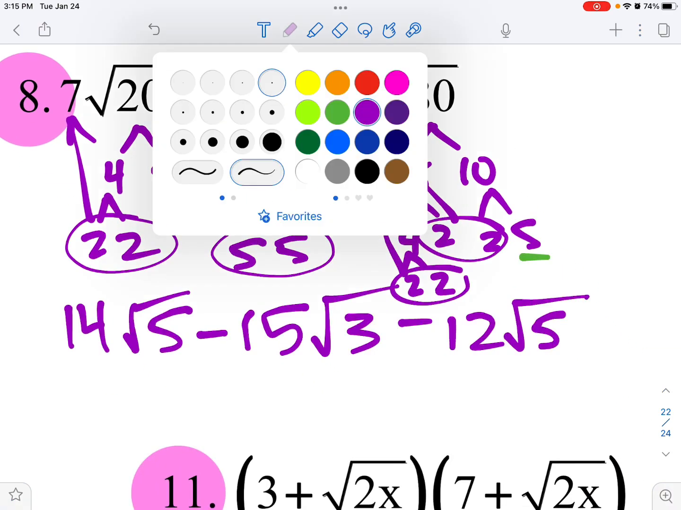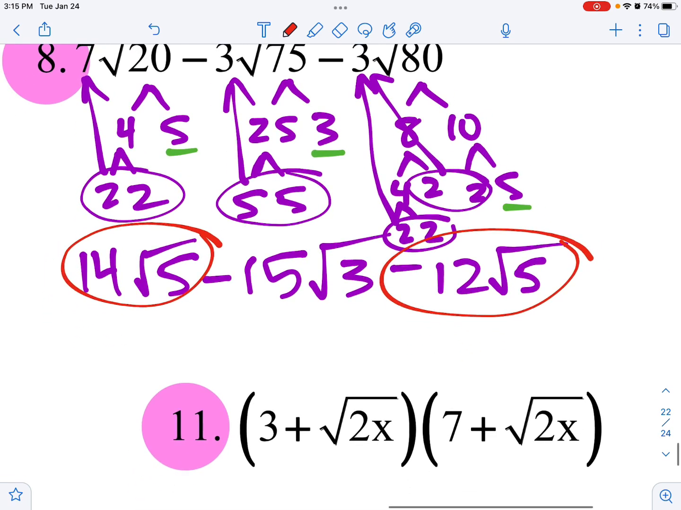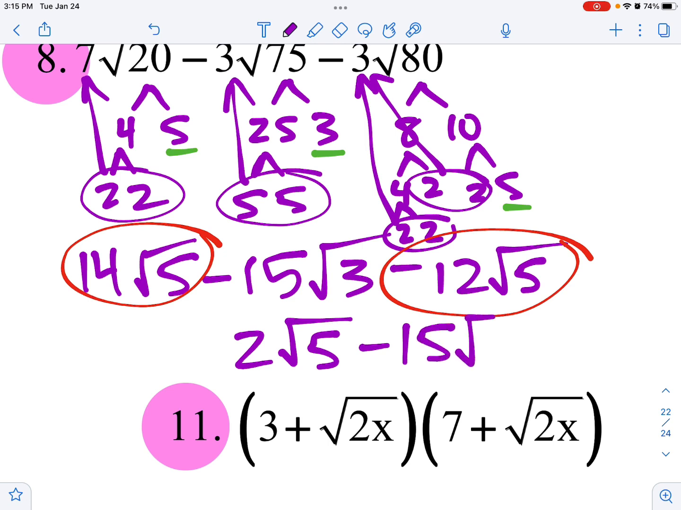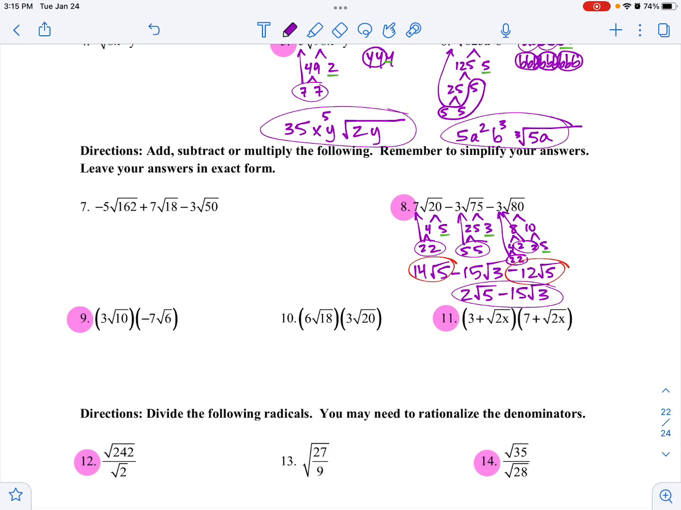Now let's look and see if there's any like terms that we can combine. This one and this one can get combined. What's 14 minus 12? Happens to be 2. Keep the radical 5 the exact same. And then this thing is a different radical, so I'm just going to write that at the end. So this and this I could combine together. 14 minus 12 makes 2, and they're both radical 5, so keep the radical 5. And minus 15 root 3 goes here. These are different radicals, so you can't combine them anymore. So we're donezo. Let's try number 9.